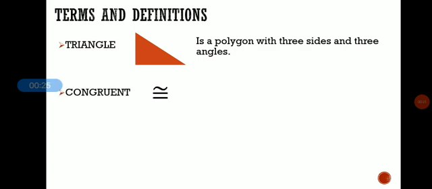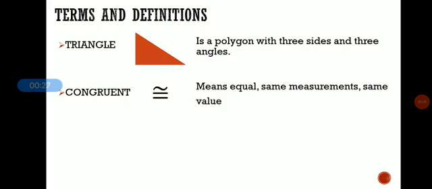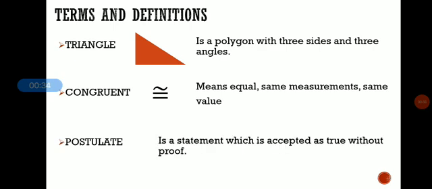Congruent, ito naman ang symbol sa congruent. And congruent means equal, same measurements, or same value. Pag sinabi naman natin postulate, is a statement which is accepted as true even without a proof. So hindi na siya kailangan patunayan pa para maging true. So true na siya as clear as definitions.